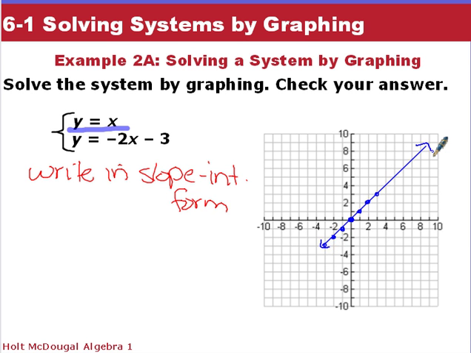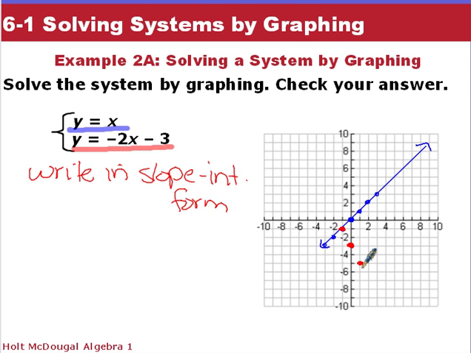And now graphing our second equation. Y equals negative 2x minus 3. We start at the point 0, negative 3, our y-intercept. And the slope is negative, so we can go up 2 over this direction, or down 2 over this direction.